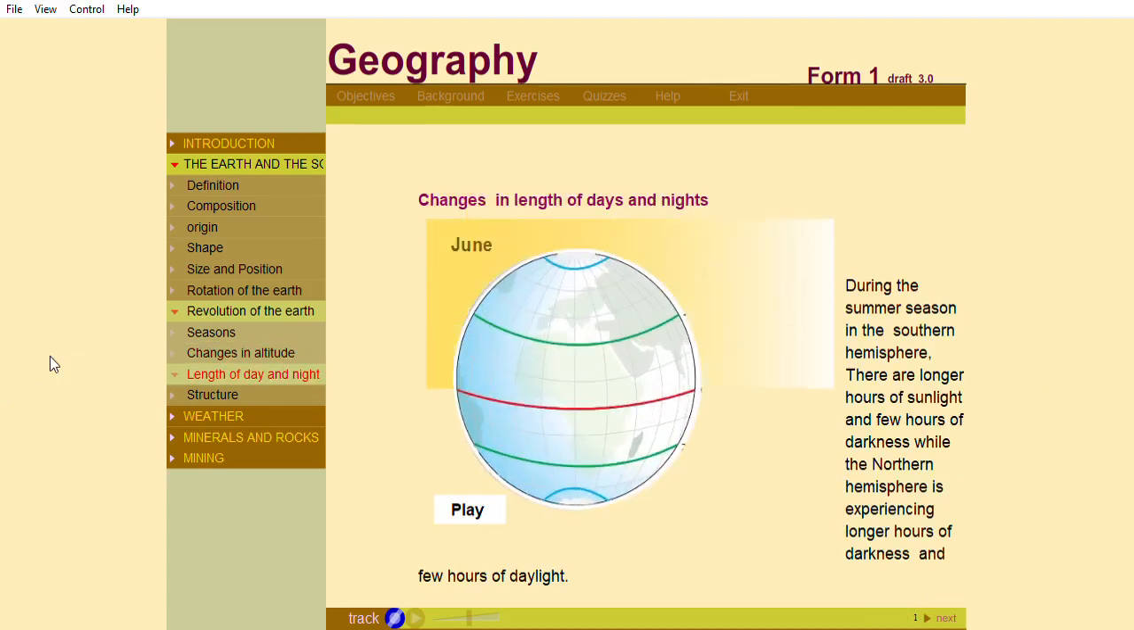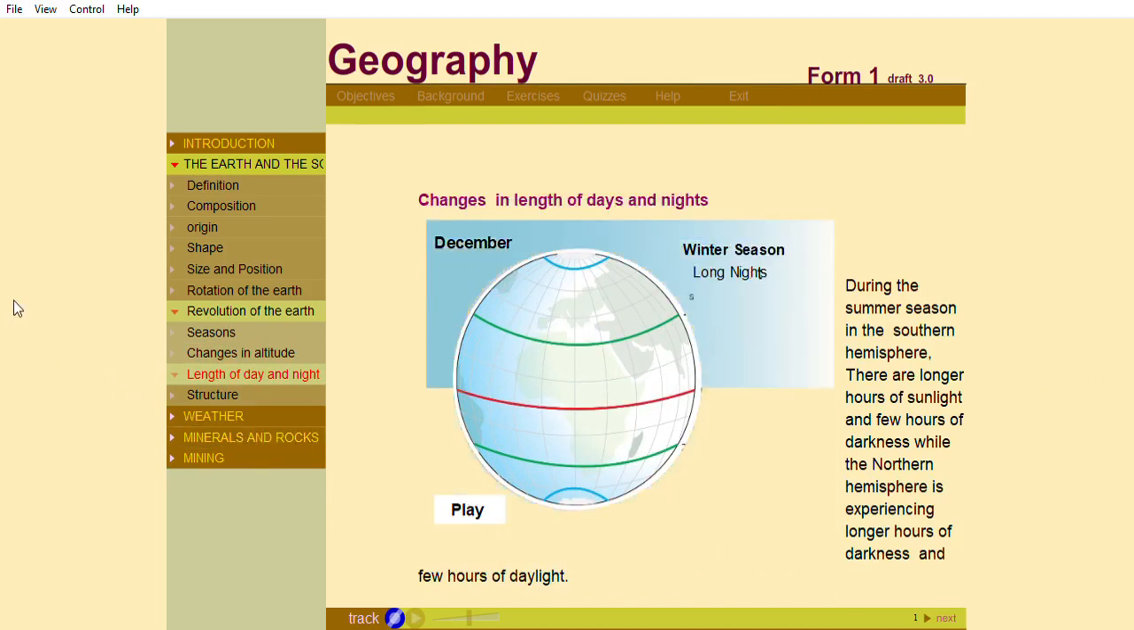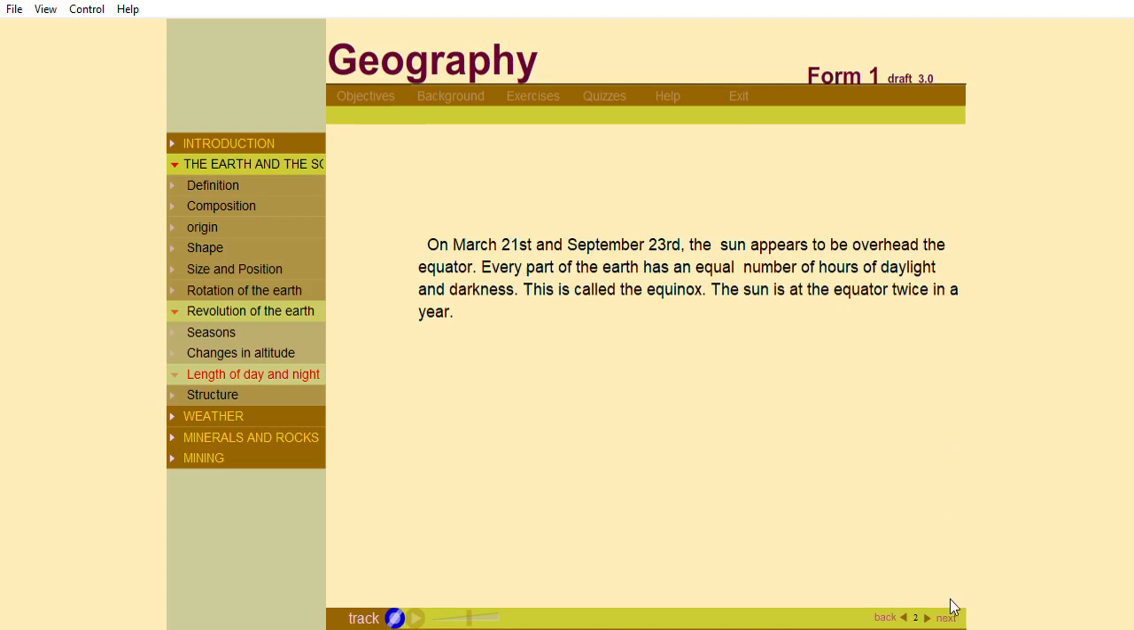During the summer season in the southern hemisphere, there are longer hours of sunlight and few hours of darkness, while the northern hemisphere is experiencing longer hours of darkness and few hours of daylight. On March 21st and September 23rd, the Sun appears to be overhead at the equator. Every part of the Earth has an equal number of hours of daylight and darkness.